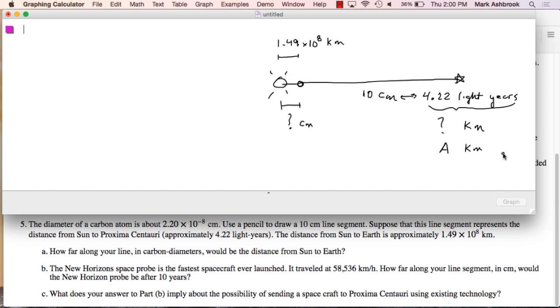So 4.22 light years is the distance that light could travel in 4.22 years. So we need the speed of light. And with the speed of light, we could get how many kilometers light travels in 4.22 years, okay? I'm just going to call it A for time's sake. I think you can do that, based on doing the other problems. You get the number of kilometers light travels in 4.22 years.